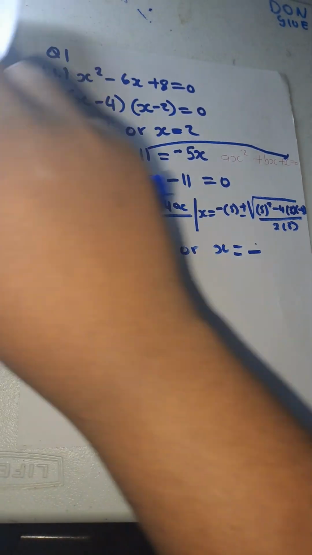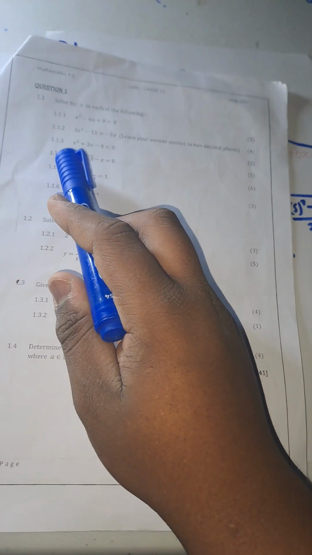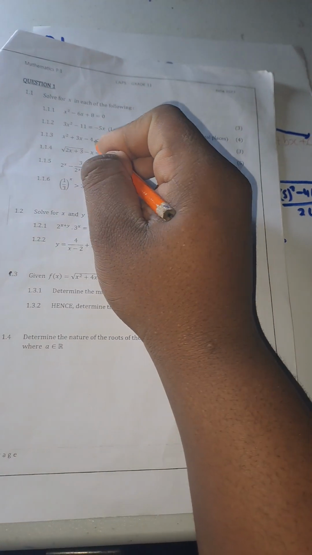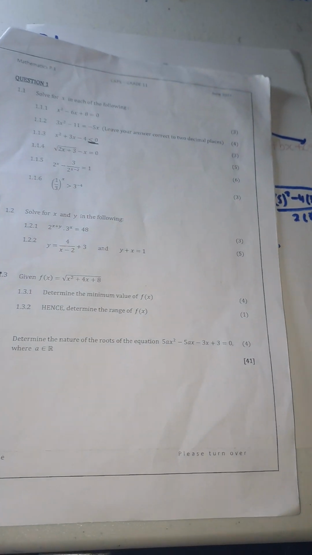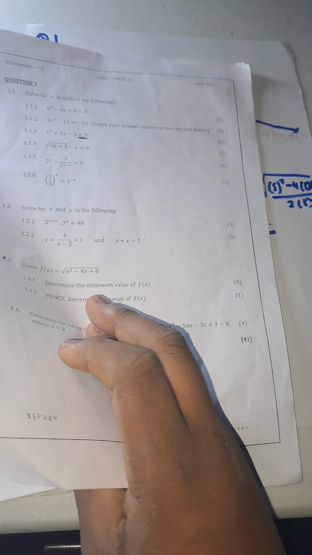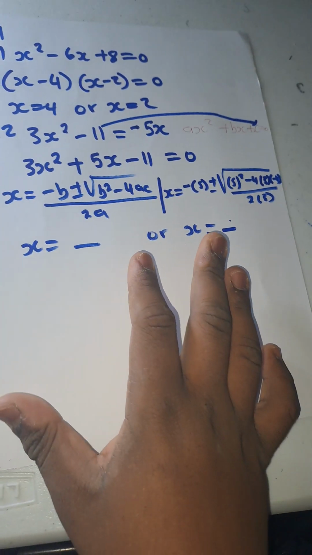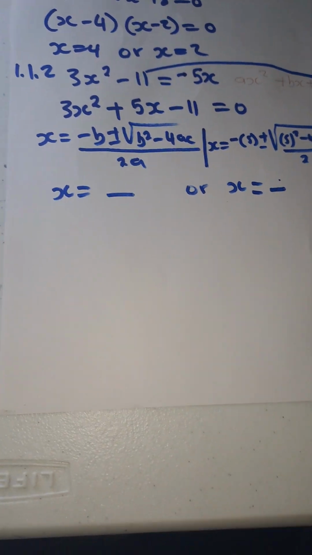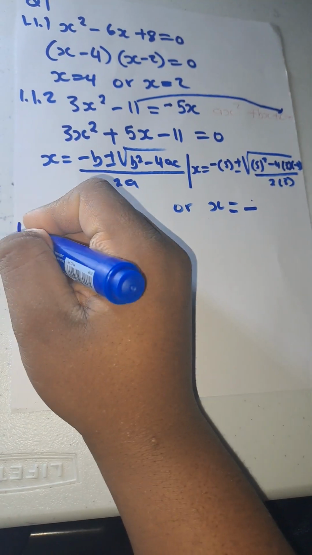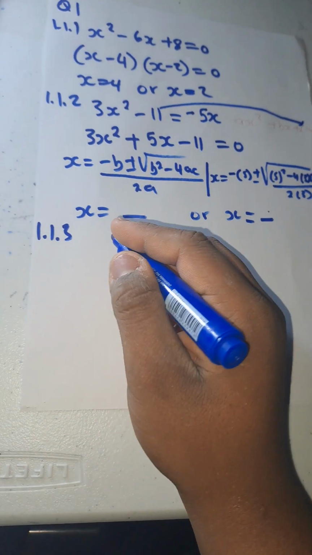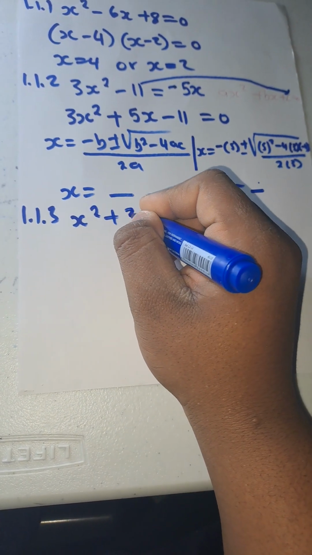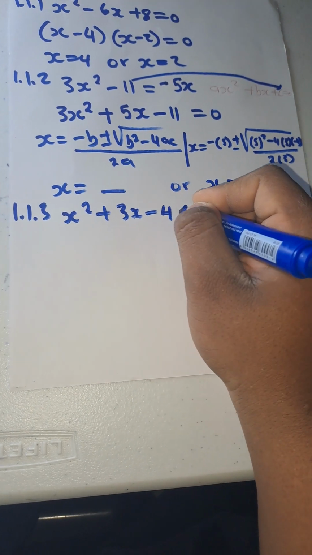Now let's go to the next question. What does it say now? x squared plus 3x minus 4 less than. This is very important: less than. This thing is telling you something. It's an inequality. So now let's continue. They are saying less than. So now it's going to be like this. 1.1.3. What do you have? x squared plus 3x minus 4 less than 0.